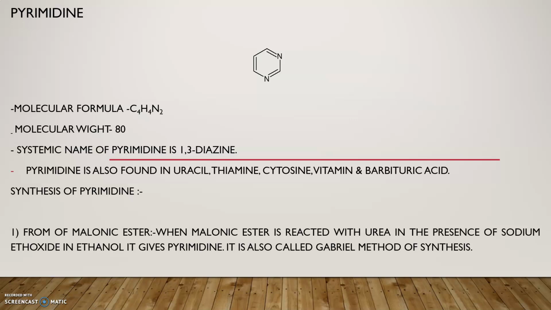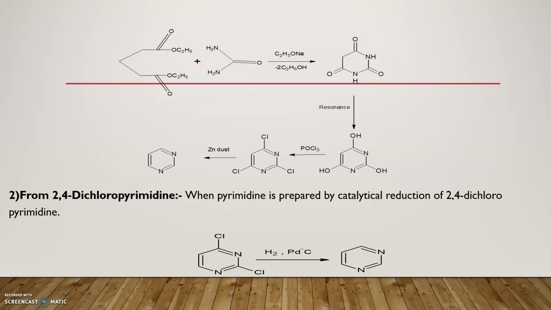In that, the first method is from malonic ester. That method is also called the Gabriel method for synthesis of pyrimidine. In that method, when malonic ester is reacted with urea in the presence of sodium ethoxide, there is a loss of 2 ethanol molecules and the compound is converted to pyrimidine.